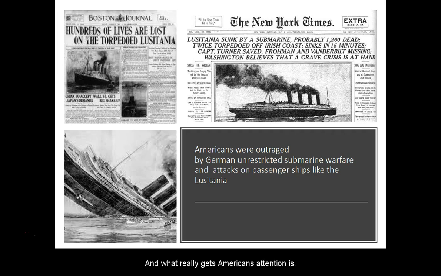And what really gets Americans' attention is the sinking of the Lusitania. The Lusitania is a British passenger liner that is carrying American citizens. It's sunk by a torpedo off the coast of Ireland, and they killed 1,260 people. About 127 of those are American civilians. And so this really angers Americans to the point where they're getting okay maybe with war, but not really yet.